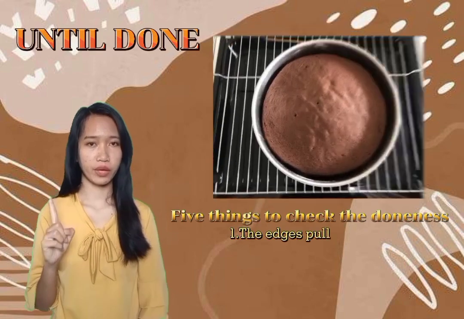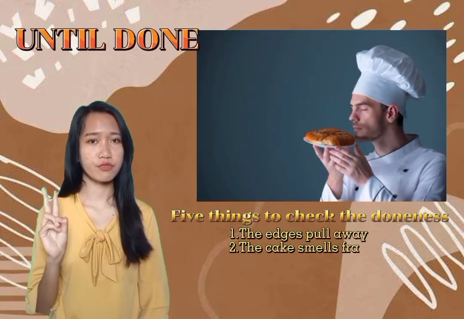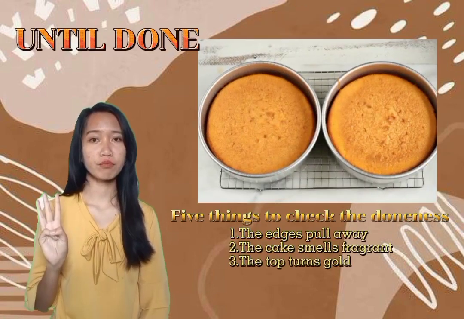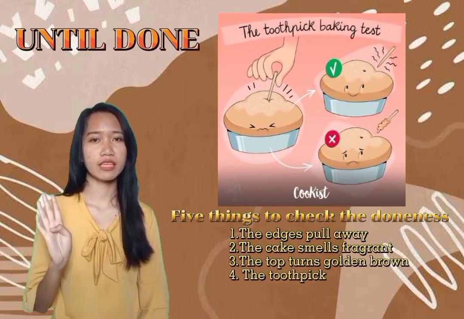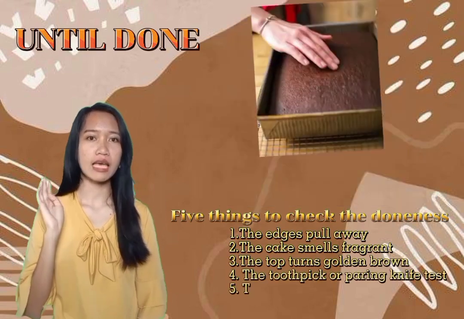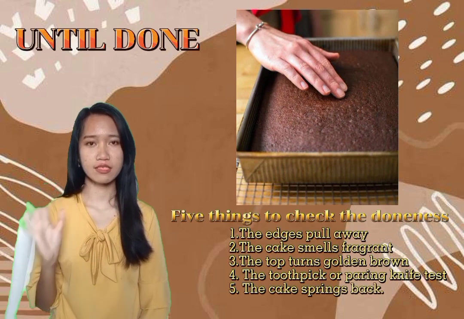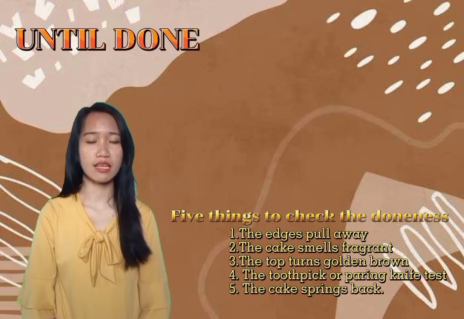First, the edges pull away. Second, the cake smells fragrant. Third, the top turns golden brown. Fourth, the toothpick or paring knife test. And lastly, the cake springs back. And that's how you test the doneness of the cake.